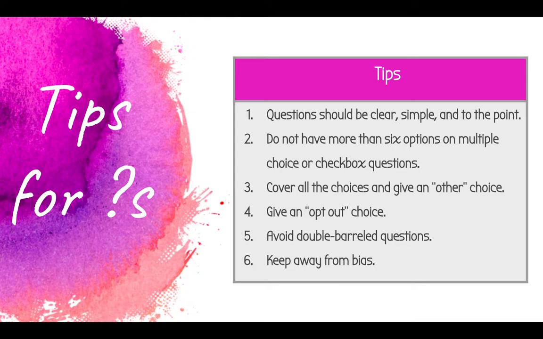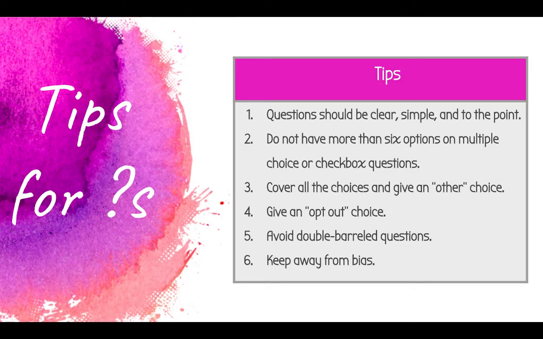And then numbers 5 and 6, avoid double-barreled questions, which are questions that have some assumptions and that are putting 2 questions in 1 question. And then number 6, keep away from bias. So don't put your feelings into the survey that would maybe sway someone to answer a certain way.